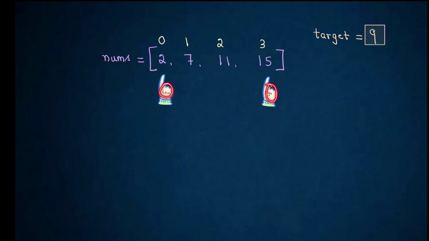So we see if low and high numbers add up to the target. In this case, 2 plus 15. Does it add up to 9? No. 15 itself is higher than target. So what do we do?